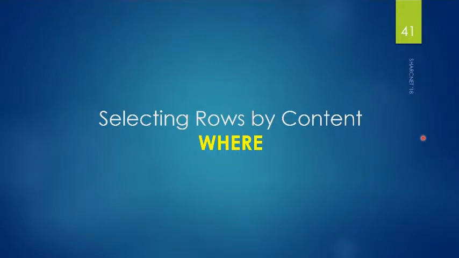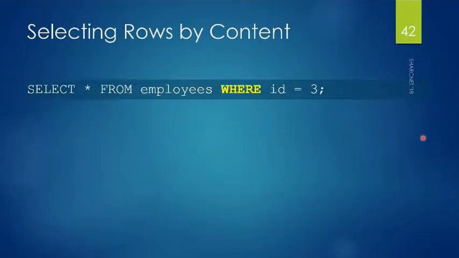So to move on with selecting. Selecting rows by content, which means you may want to show all the columns, but you don't want to show all the rows because you'll have tens of thousands of entries at times. And you want to select specific things. You want to query your database. This is what they're for. This is the purpose of a database, to look for specific things. So we're going to introduce the command WHERE.